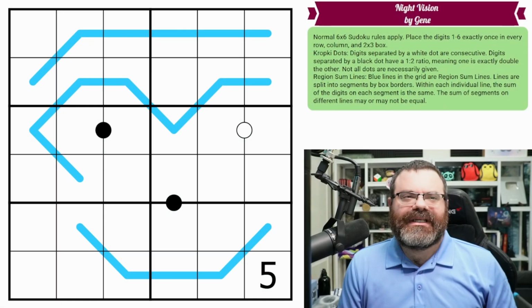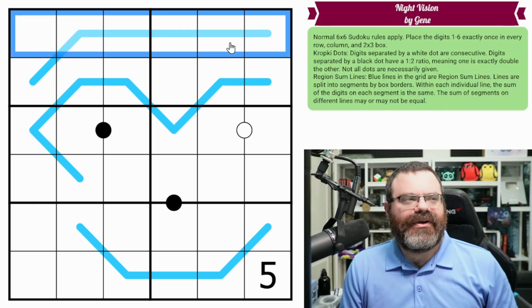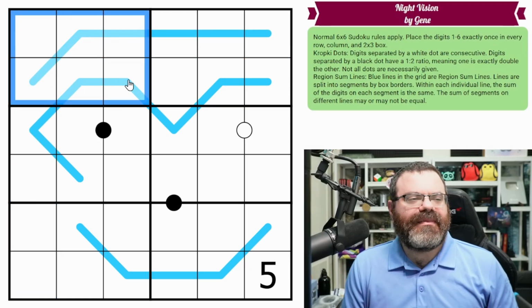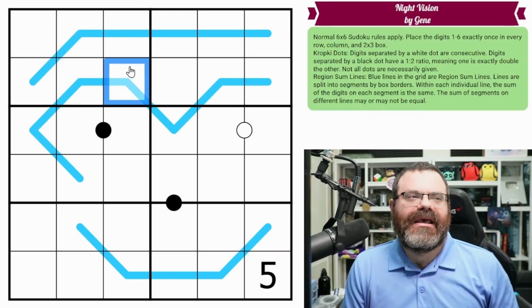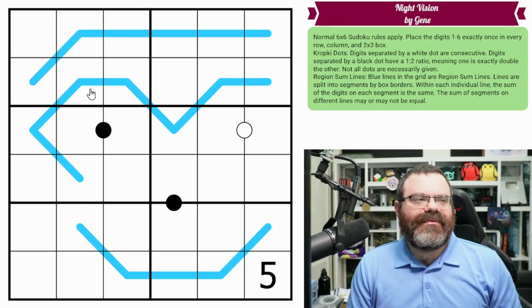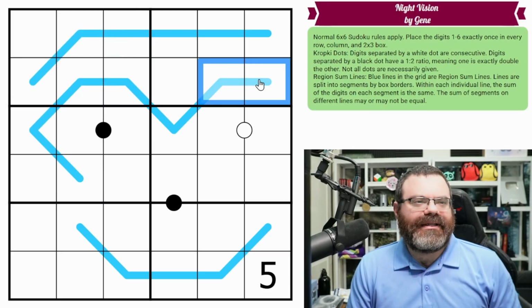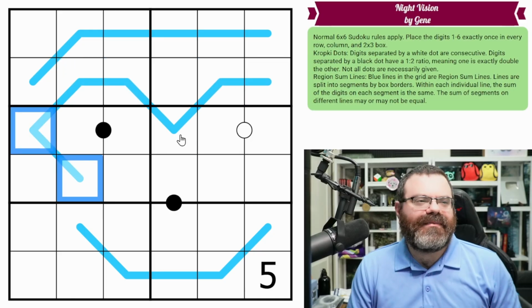So we have normal 6x6 Sudoku rules, which means in each row, each column, and each 2x3 box, we are placing the digits 1 to 6 exactly once each. We also have these blue lines in the grid. These are region sum lines. So let's just do this line because it's the most complex one.